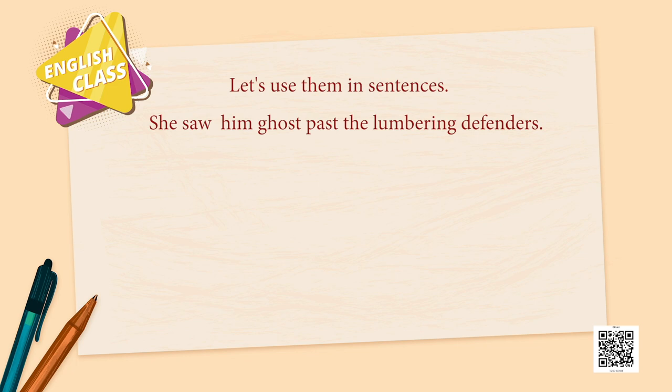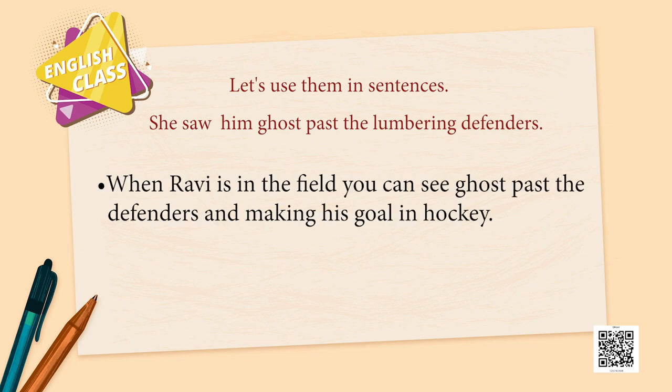Okay, next one. She saw him ghost past the lumbering defenders. Ghost past. When Ravi is in the field, you can see him ghost past the defenders and make his goal in hockey. Okay, hockey. Hockey is our national game. That's good. At least you used hockey.